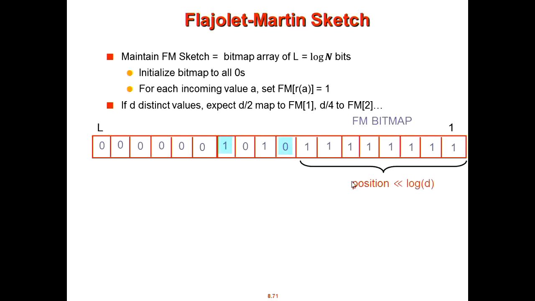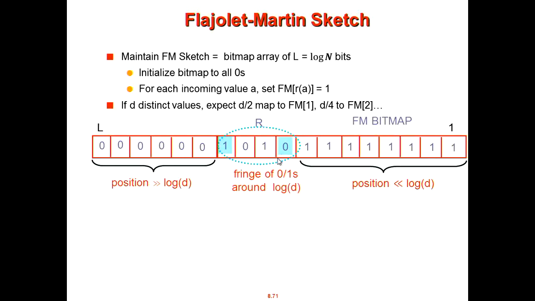And this is about the position smaller than log D, and this is about the position larger than log D. So this is a rough range of the number of distinct elements M. For all the value 1s and all the value 0s, we know for sure that M cannot be there. The distinct number M must be larger than these values and smaller than these values, but we are not sure where M is within this range.